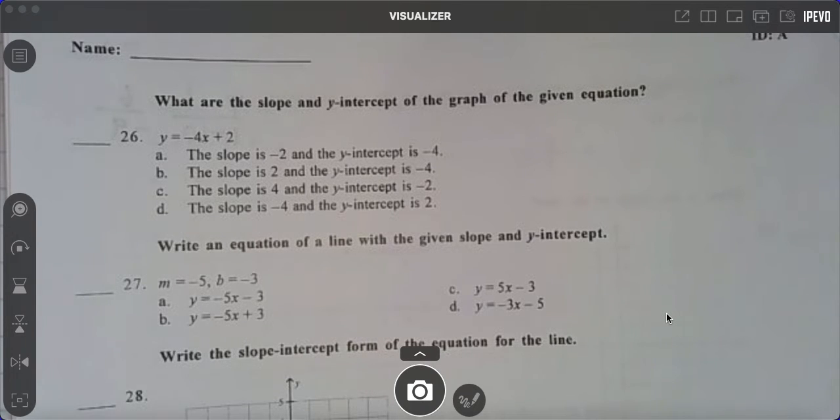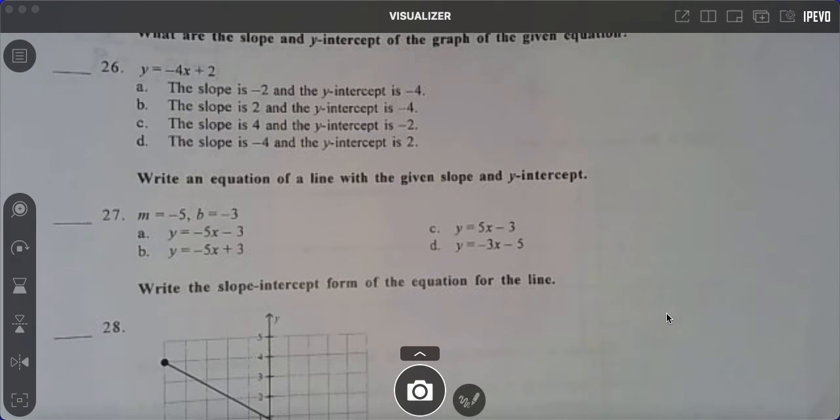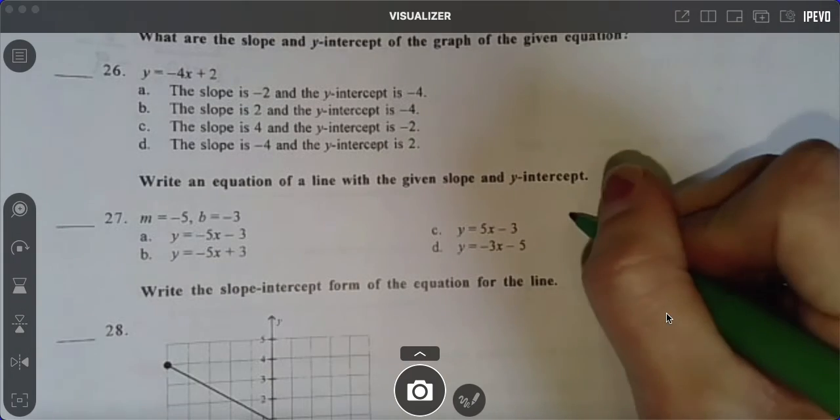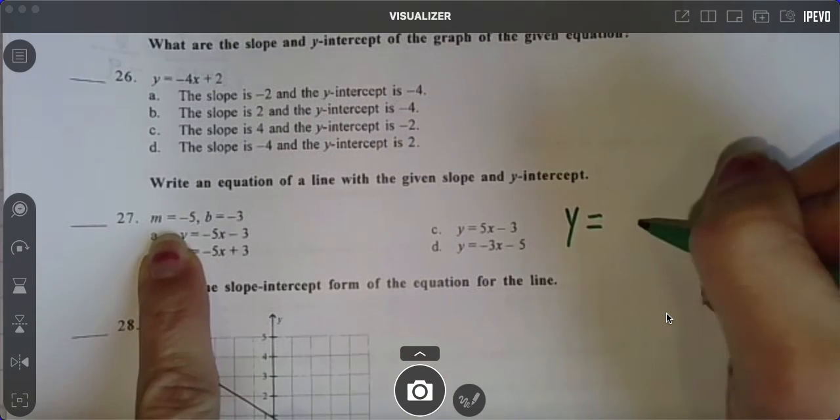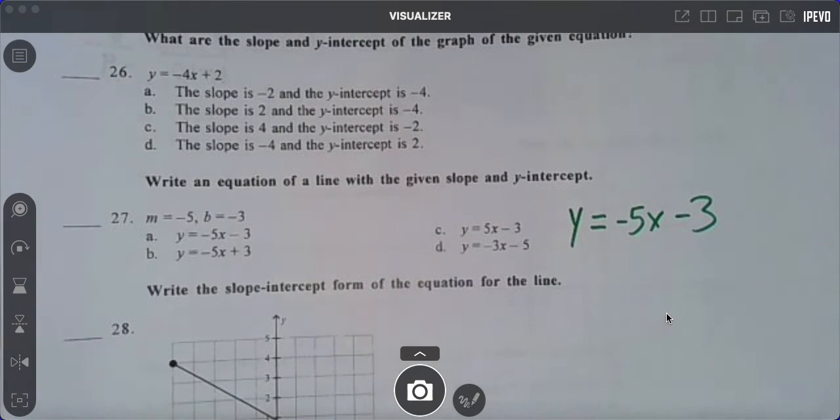And 27 is the same thing. We're doing the same thing. It's just we're writing it this time. So it's y equals mx plus b. What would I write? Y equals -5x minus 3. If it would have been a positive 3, I would have put a plus 3. But -5x minus 3. So what is that answer? A. 27 is A.